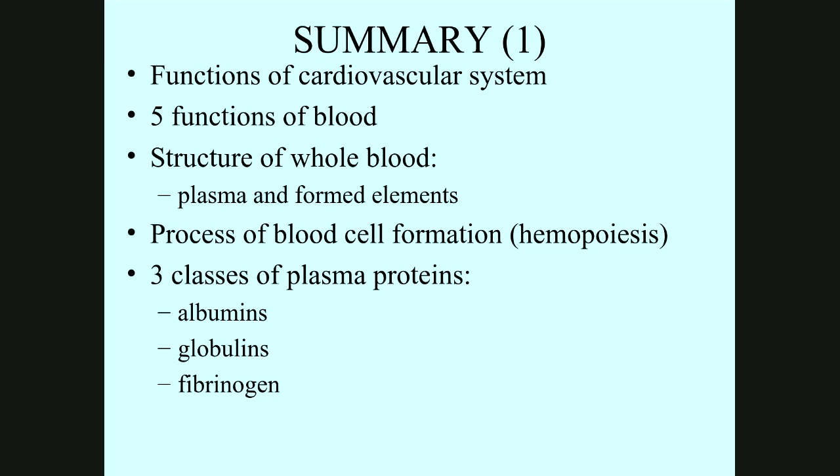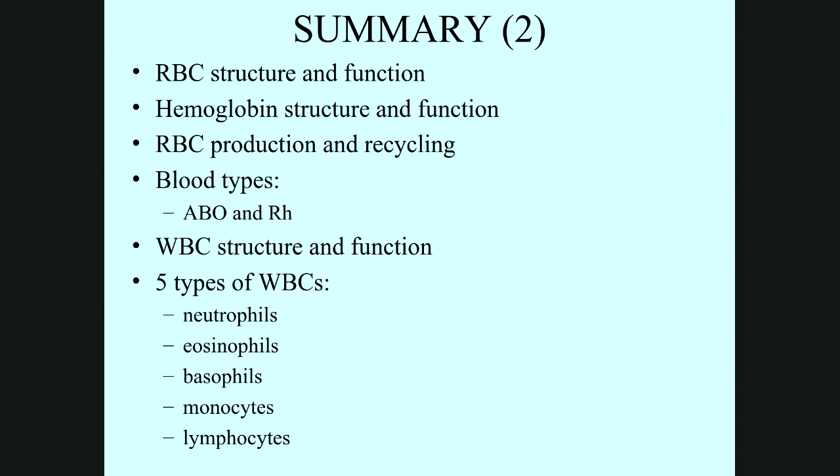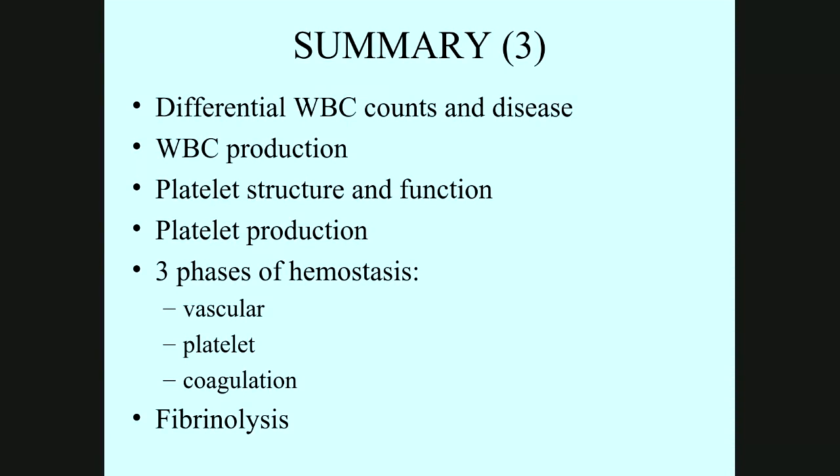So far we saw the function of the cardiovascular system, the blood, the 5 functions of the blood, the structure of the whole blood, plasma and the formed elements, the process of blood cell formation or hemopoiesis, the 3 classes of the plasma protein, albumin, globulin, and fibrinogen, the red blood cell structure and function, the hemoglobin structure and function, the red blood cell production and recycling, the ABO blood types, the white blood cell structure and function, the 5 types of white blood cells, neutrophil, eosinophil, basophil, monocytes, and lymphocytes, differentiating white blood cell counts and related diseases, the white blood cell production, the platelet structure and function, the platelet production, the 3 phases of the hemostasis, vascular, platelet, coagulation, and finally, the fibrinolysis.